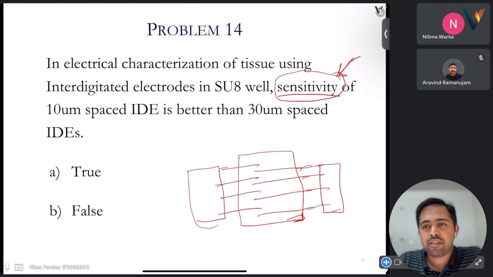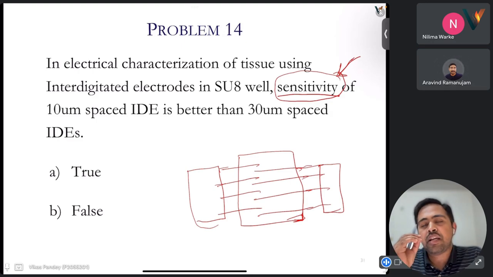Okay. Yes, Arvind ji, do you like to? Then true. Yes, sir, it's true, sir. Why? In the class, it was discussed. So the main thing is that the sensitivity can be measured by using two electrodes which are spaced apart, and if the 10 micrometers is very close, that senses more of the tissue, more sensitivity to the tissue. If the distance is larger, the sensitivity will decrease, I thought.